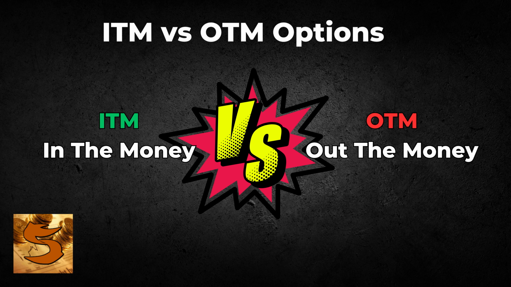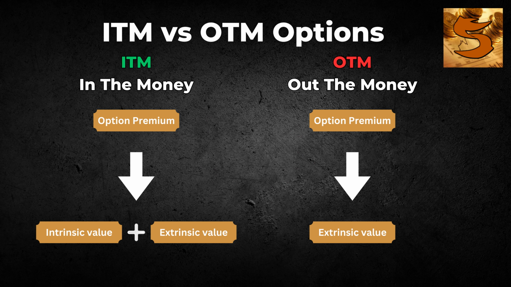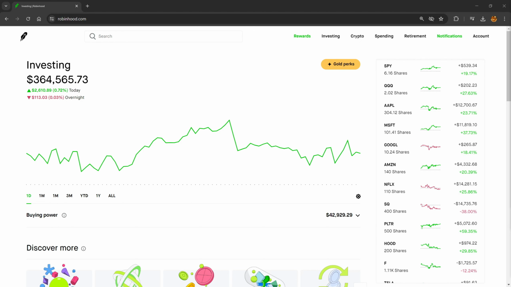ITM versus OTM options. ITM stands for in the money, while OTM stands for out of the money. The main difference between the two is that an in the money option premium consists of intrinsic value and extrinsic value, while the option premium of out of the money consists of extrinsic value only. In the money and out of the money options are determined by the difference between the strike price relative to the current stock price, and whether it's a call or a put that we're talking about.